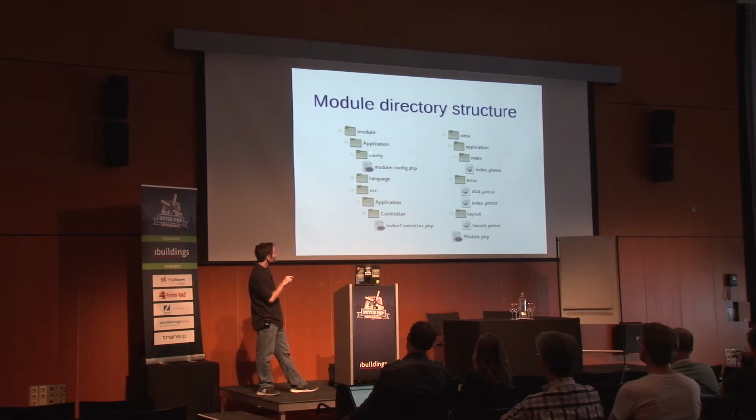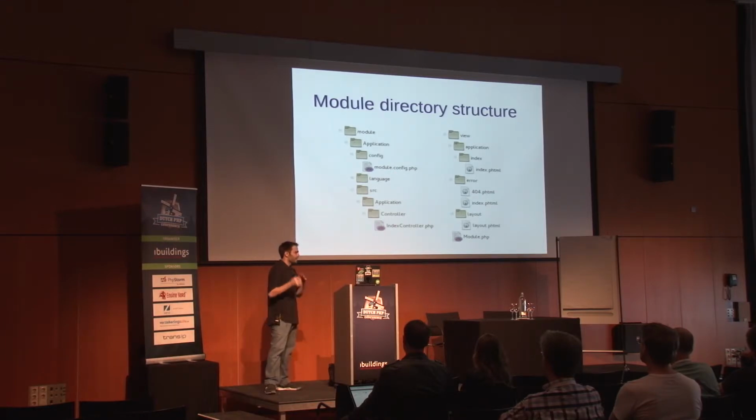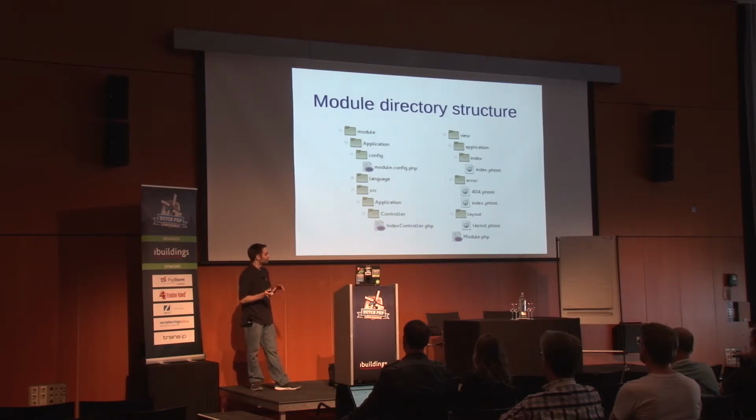So underneath the module directory, we have a config directory. And in there, we have a module.config.php. In there is where you're going to define any kind of default configuration for your module. It's just going to be an array, and you're going to return it out of that file. And we'll actually take a look at how that works.